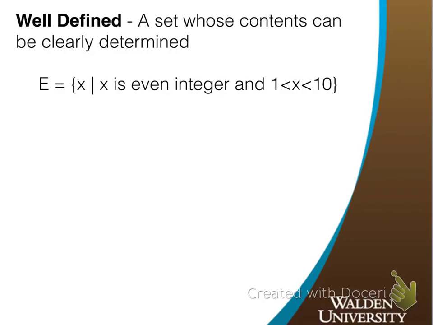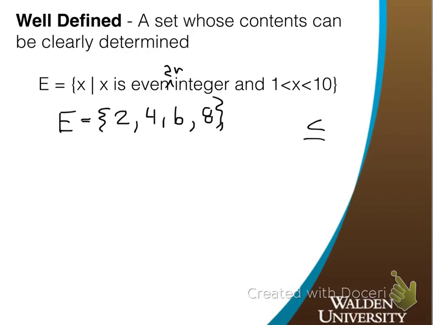Well-defined, a set whose contents can be clearly determined. So in this case, we have the set E is the set of all elements X such that X is an even integer, and 1 is less than X is less than 10. So if we want to write this out in the roster method, if it is an even integer and it's between 1 and 10, we'd have 2, 4, 6, 8. And actually, we wouldn't include 10 here because it's not less than or equal to.